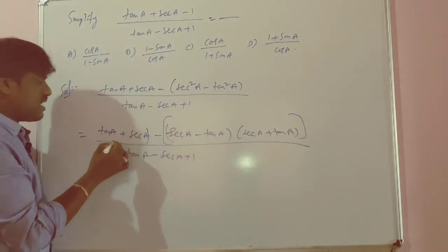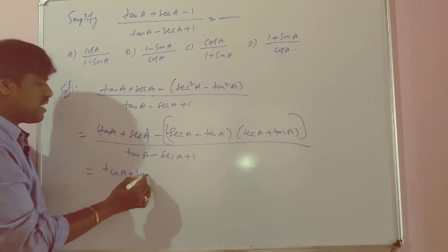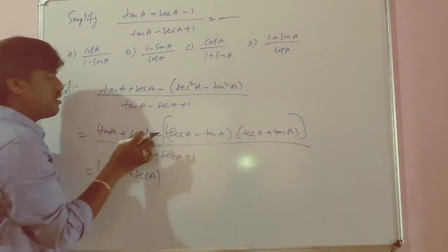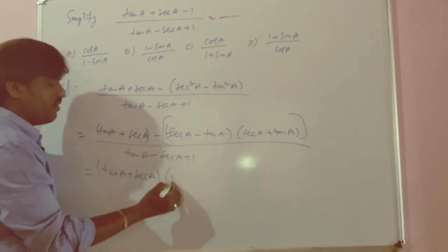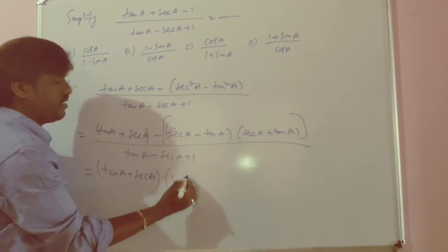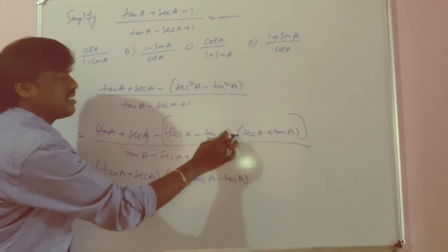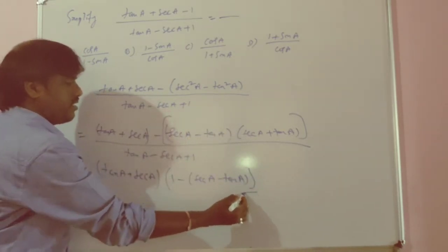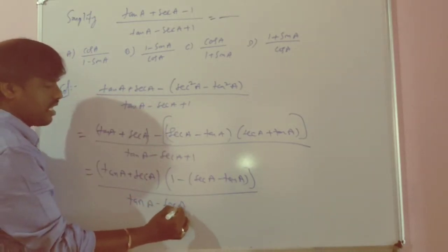So I can take tan A plus sec A common, because in the product both are there. So what I write here is tan A plus sec A, and in the bracket 1 minus, since I took tan A plus sec A common, what is left is sec A minus tan A in this term. Divided by tan A minus sec A plus 1.